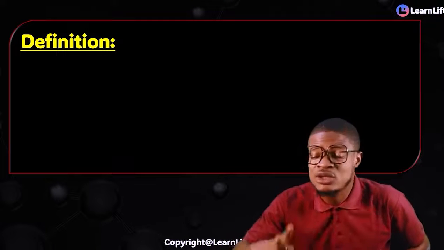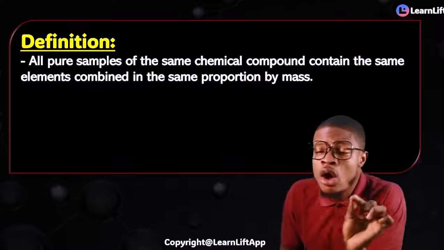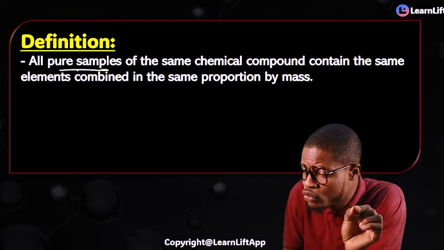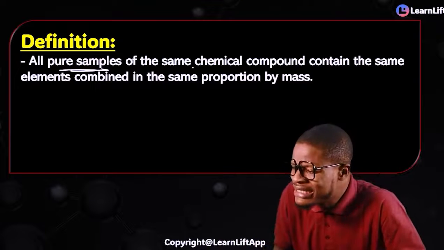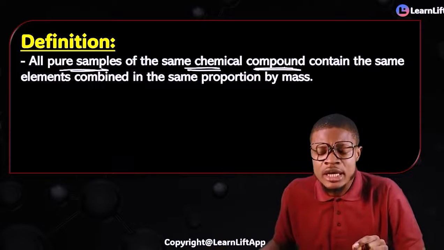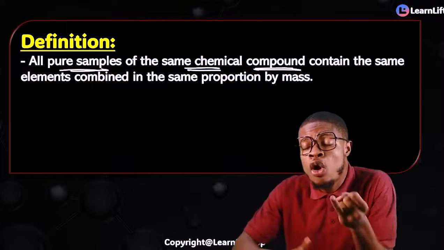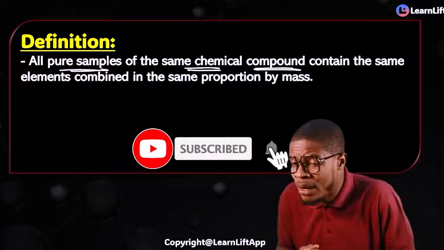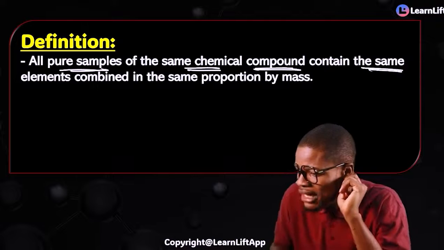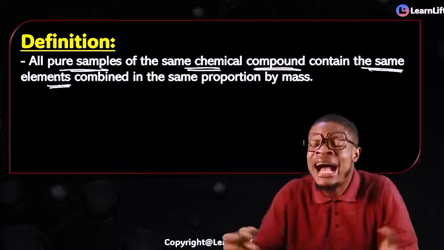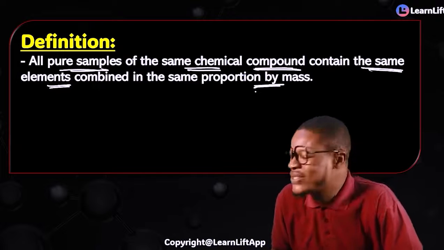What is the definition for the law of definite proportion or your constant composition? It's a constant exam question for both JAMB and WAEC. Now listen, the law of constant composition or definite proportion states that all pure samples, first and foremost, what do I need? Pure samples. All pure samples of the same chemical compound. In other words, all of them must be pure samples. Number 2, they must be the same chemical compounds. All pure samples of the same chemical compounds contain the same elements. The same what? Elements, combined in the same proportion by what? Mass. If you know these 4 things, you know the definition.